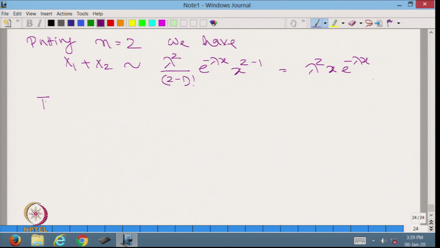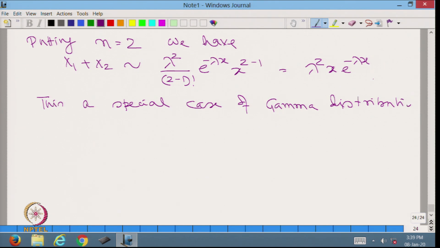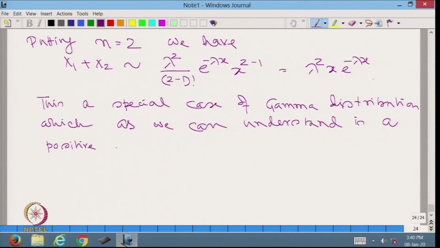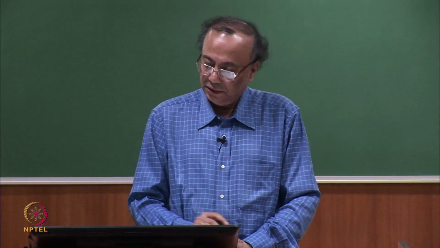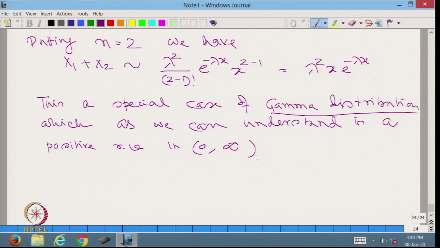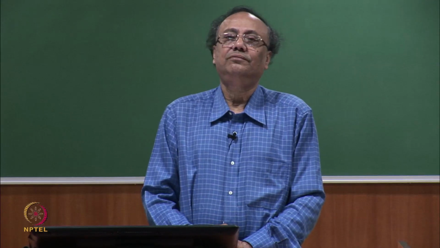So, this is a special case of the gamma distribution, which, as we can understand, is a positive random variable in 0 to infinity. In the next class, I shall start with the gamma distribution in a very general way. Till then, thank you so much.